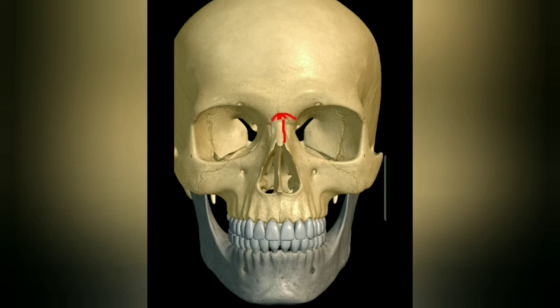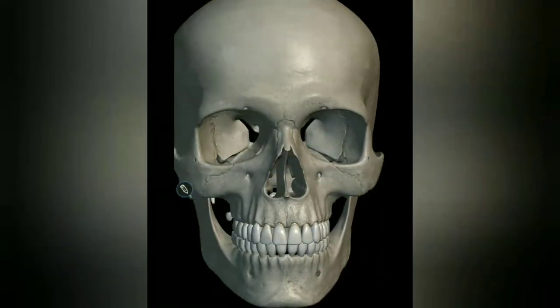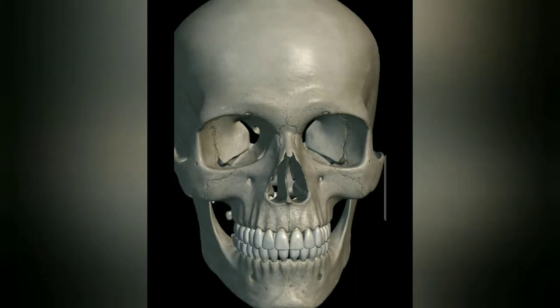Okay, then we go to the orbital opening. So this one was the superior orbital margin, this one was the inferior orbital margin, this one was the medial orbital margin, and this one was the lateral orbital margin. So the superior orbital margin consists of the supraorbital notch, which is present at the junction of the medial 1/3 and the lateral 2/3. The infraorbital margin is formed by the zygomatic bone laterally and the maxilla bone medially.